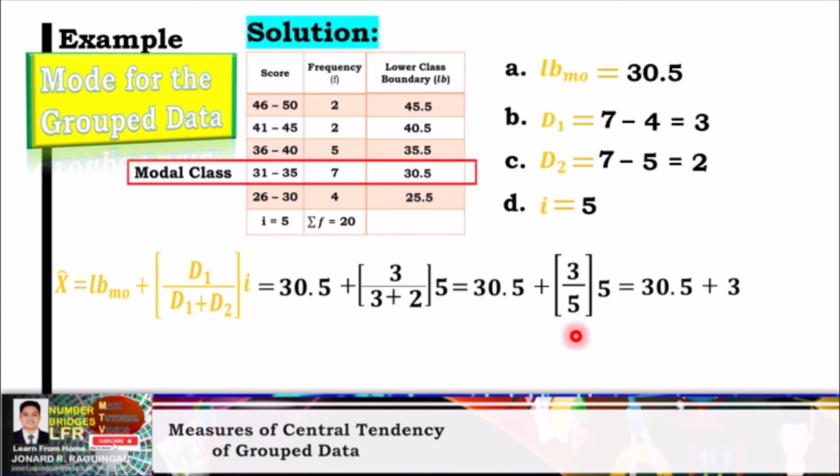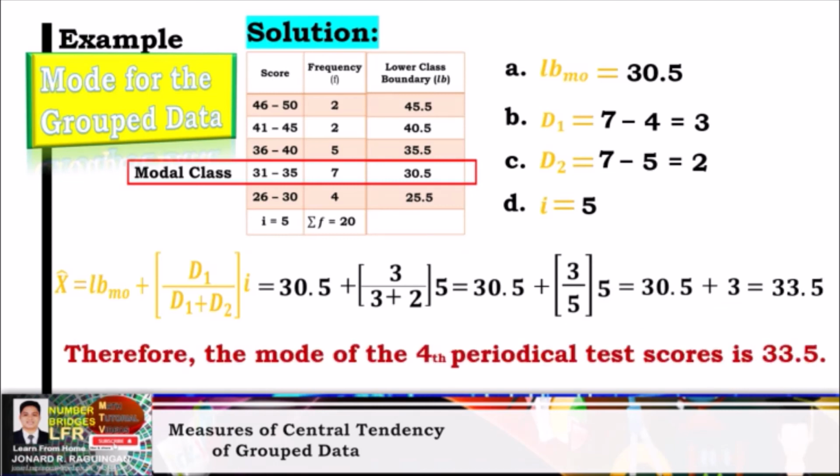Simplified further, 30.5 plus 3 is equal to 33.5. Therefore, the mode of the fourth periodical test scores is 33.5.